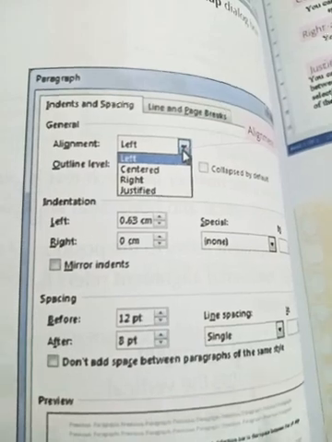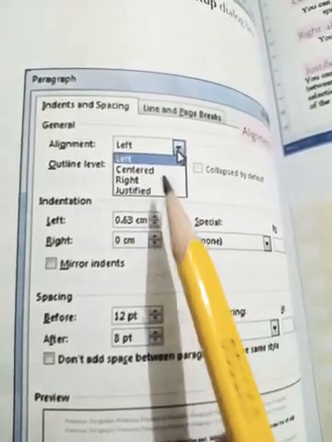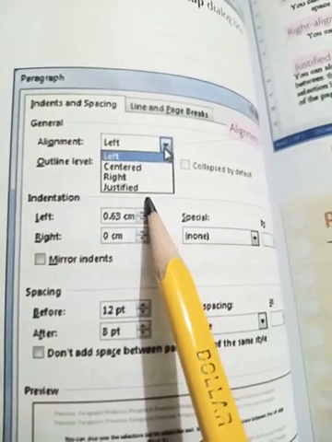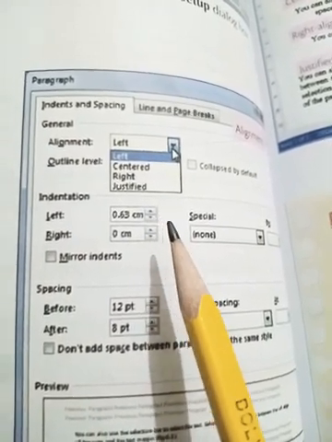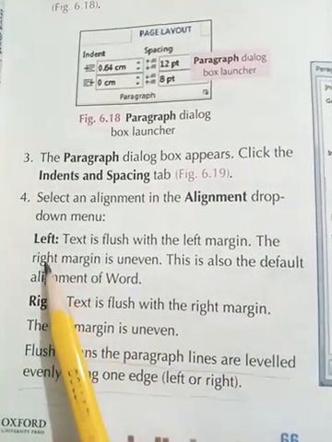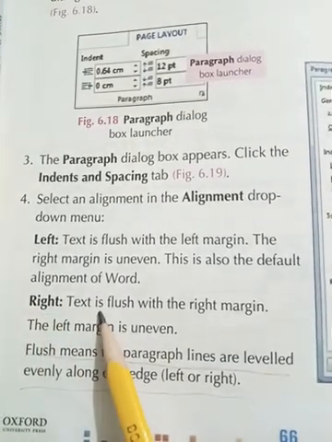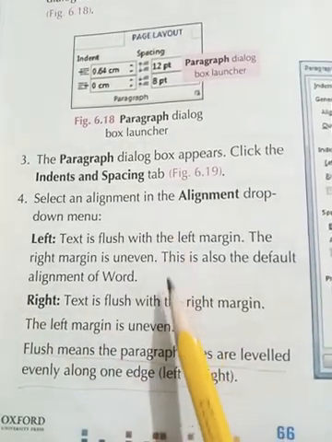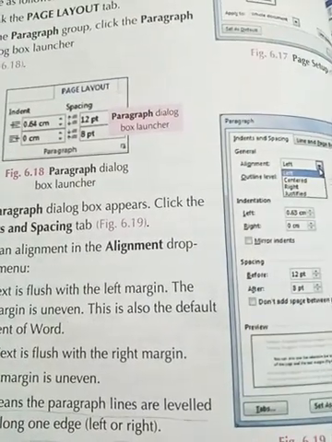Okay, here you can see that there are different options: left, centered, right, justified. All right, so if the paragraph or the lines are arranged evenly with the left side, it is called the left alignment. If they are aligned with the right side, it is called the right alignment. Come to the next page.